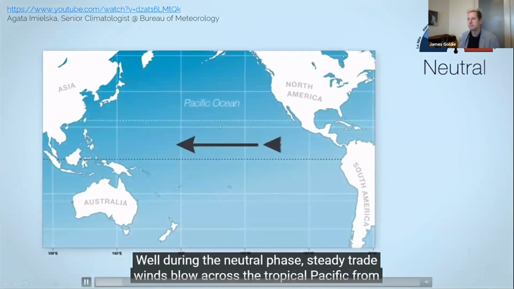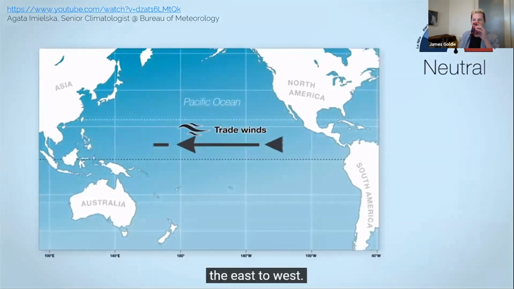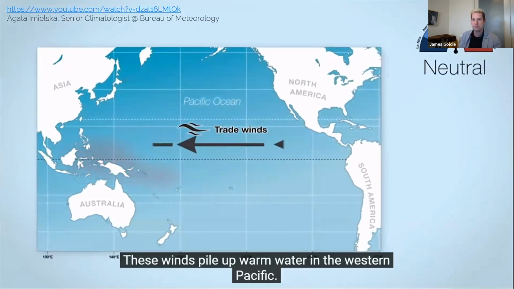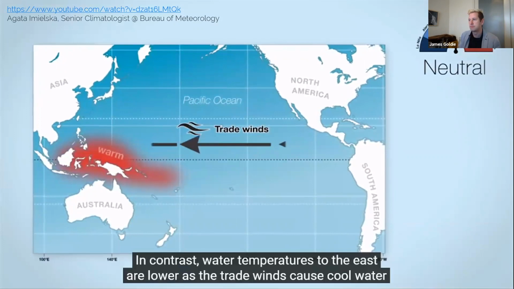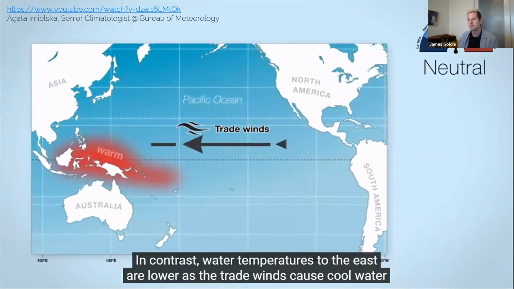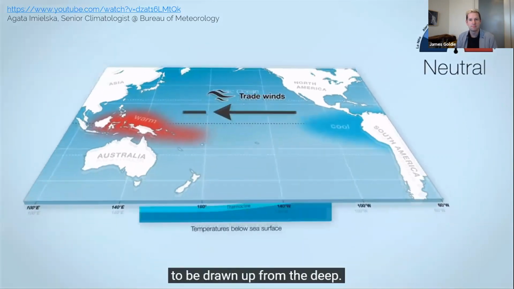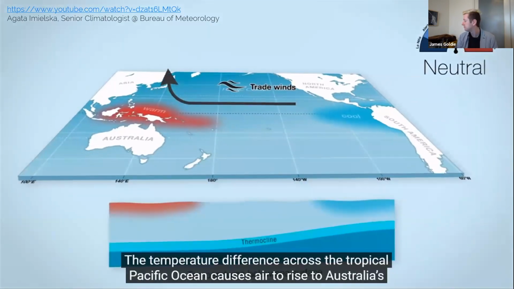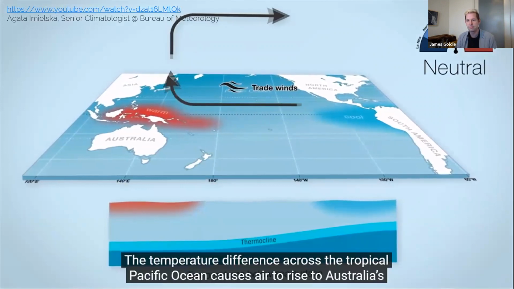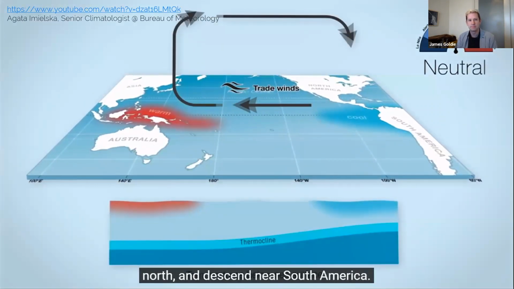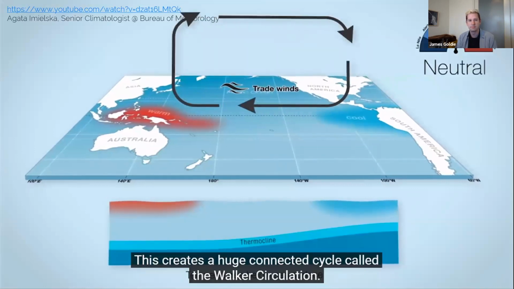During the neutral phase, steady trade winds blow across the tropical Pacific from the east to west. These winds pile up warm water in the western Pacific. In contrast, water temperatures to the east are lower as the trade winds cause cool water to be drawn up from the deep. The temperature difference across the tropical Pacific Ocean causes air to rise to Australia's north and descend near South America. This creates a huge connected cycle called the Walker circulation.